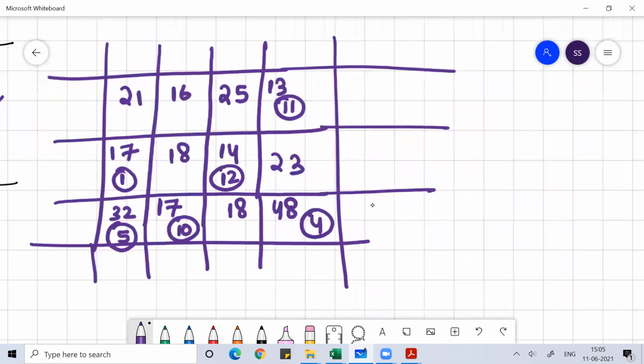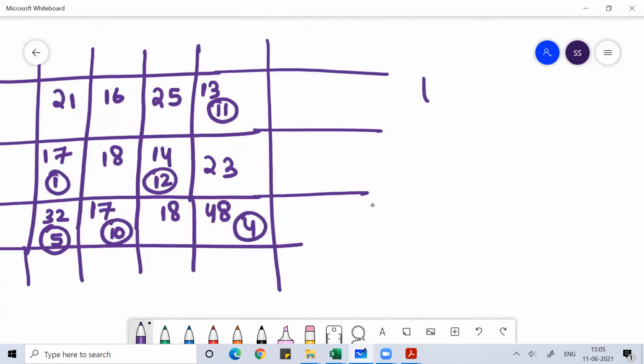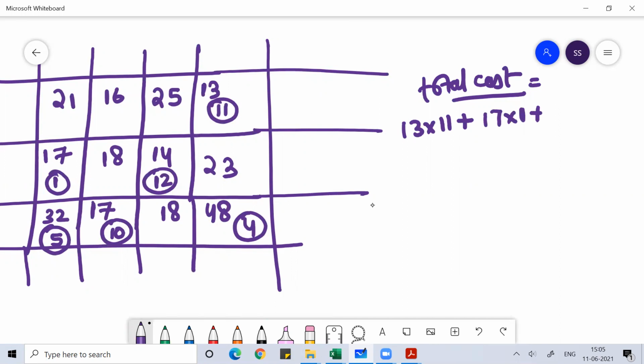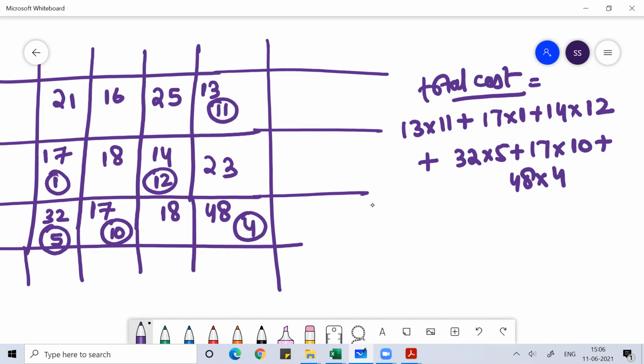Okay, once you're done with this, you can find the total cost. Total cost is 13 into 11 plus 17 into 1 plus 14 into 12 plus 32 into 5 plus 17 into 10 plus 48 into 4.